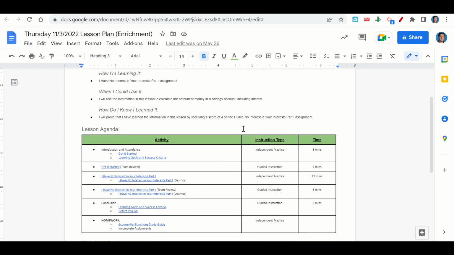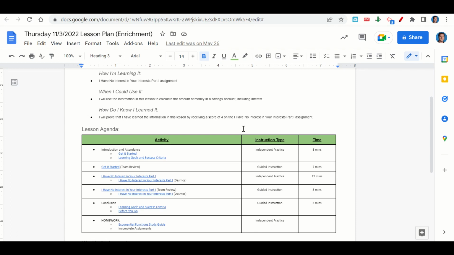Now let's take a look at our agenda for today. We will begin by going over the learning goals and success criteria. While we do that, you'll fill out your Get It Started. Once you've completed your Get It Started, we'll go over it together and answer any questions that you may have. After that, I'll give you time to complete the I have no interest in your interests part 1 assignment on Desmos. Once you've completed the assignment, we'll go over it together and answer any questions that you may have.